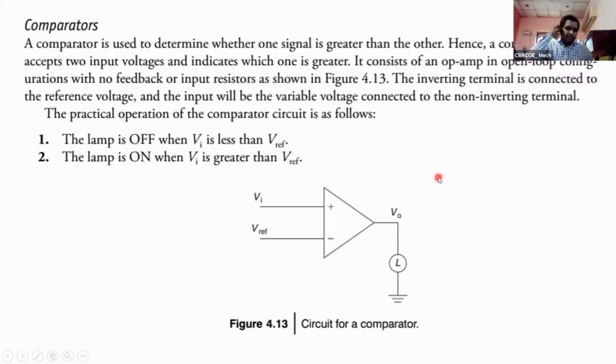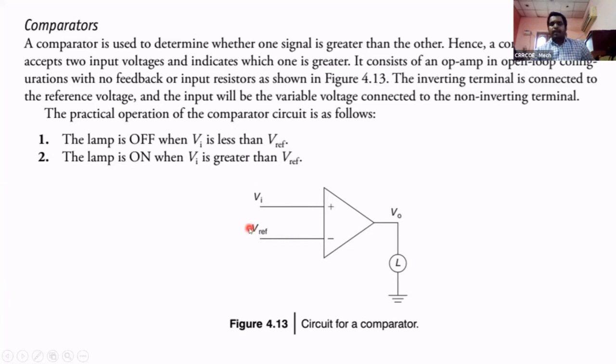Next one is the comparator. The op amp is used as a comparator. Comparator means we are comparing two inputs. Here the op amp circuit is created to compare two input voltages. Now we have two input voltages, Vi and V reference. Here the input voltage is Vi and the other is VREF, means the reference voltage. We are comparing the input voltage with the reference voltage.